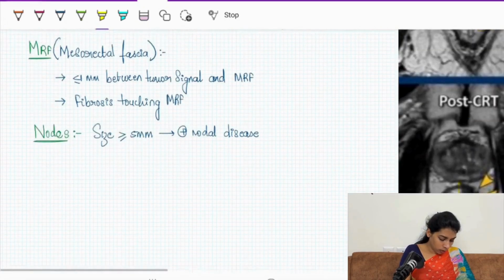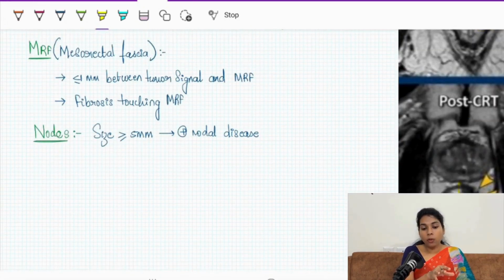Coming to the nodes, post chemoradio, if the size is more than or equal to 5 mm, irrespective of the presence of malignant characteristics, you tell it is a positive node, and then you give either N1 or an N2 disease. So guys, this is the end of carcinoma rectum. I guess you guys have understood it clearly. I was able to make you guys understand this topic clearly.